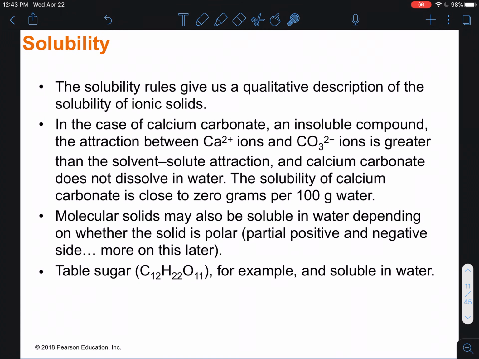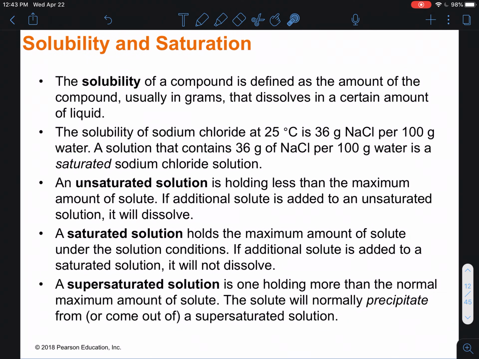So we're going to talk a little bit about solubility really fast. Solubility can be measured qualitatively. I'm actually going to skip this slide. The solubility of a compound is defined as the amount of the compound, usually in grams, that dissolves in a certain amount of liquid.